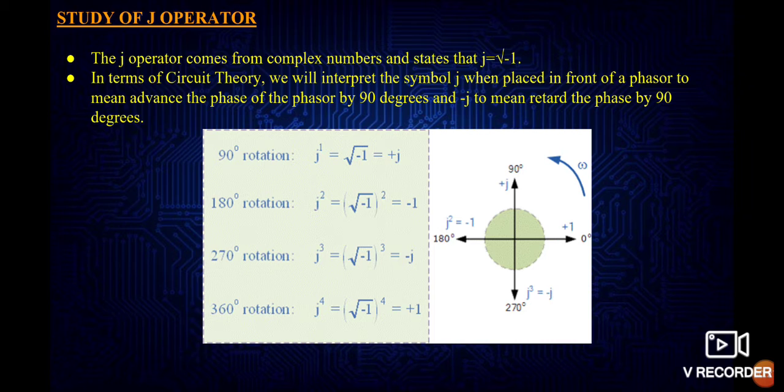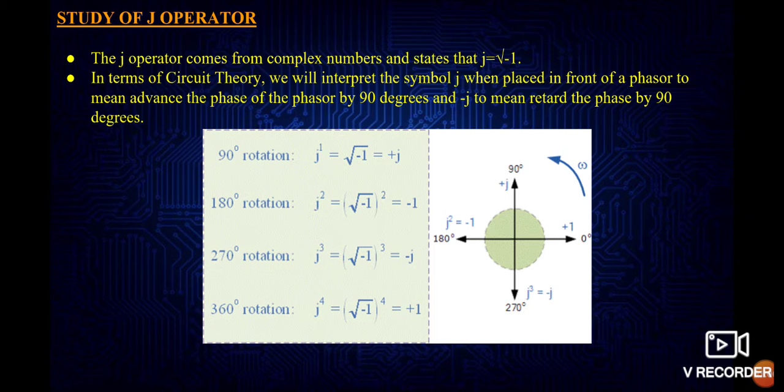First one is the study of J operator. We can see from the diagram that the four quadrants are divided into 4 angles, that is 0 degree, 90 degree, 180 degree and 270 degrees. We all know that for a complex equation, the imaginary part is always represented as root over of -1. But in terms of circuit theory, we will interpret the symbol J when placed in front of a phasor to mean advance the phase of the phasor by 90 degrees and -j to mean retard the phase by 90 degrees.